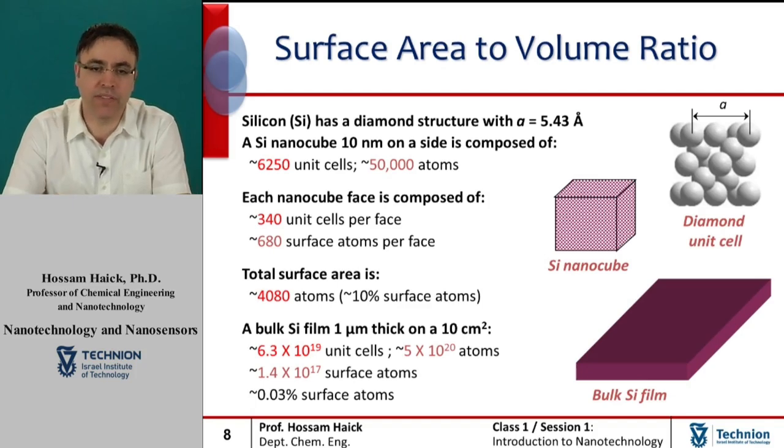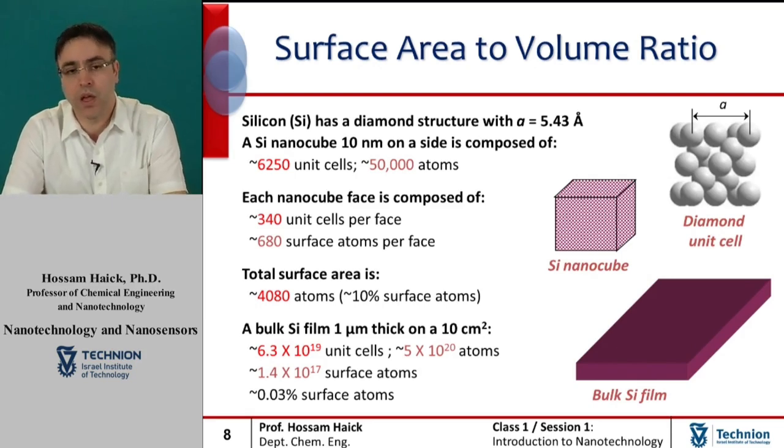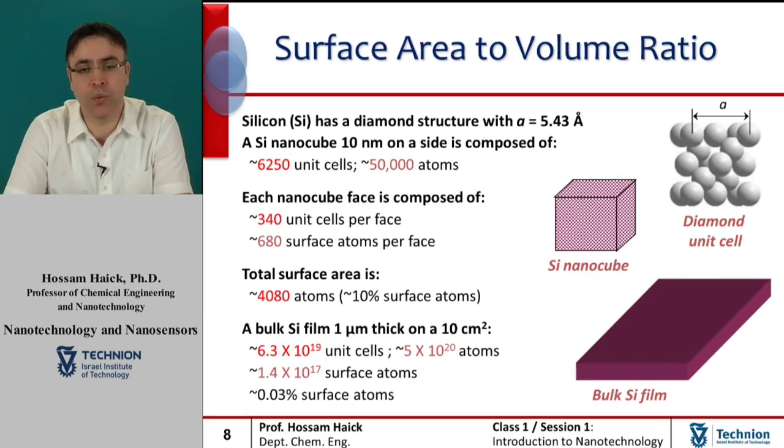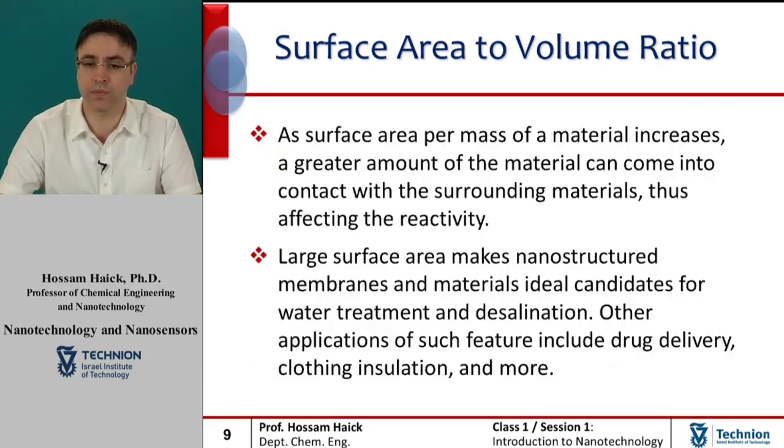Dividing the number of atoms available on the surface of the nanocube, namely 4,080 atoms, by the number of atoms available in all parts of the nanocube, which is basically 50,000 atoms, leads to the conclusion that around 10% of the atoms in the nanocube are located on the surface. On the other hand, if we apply a similar consideration to a piece of silicon of 10 square centimeters and a thickness of 1 micrometer, this leads to the conclusion that only 0.03% of the silicon atoms in this structure are available on the surface.